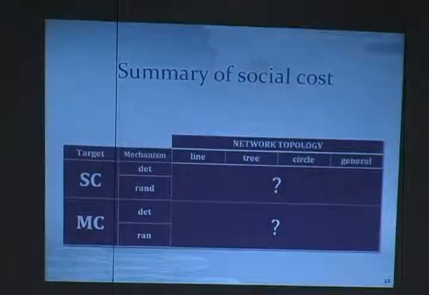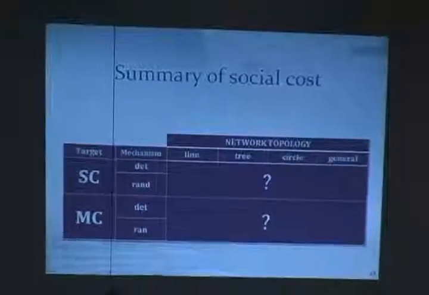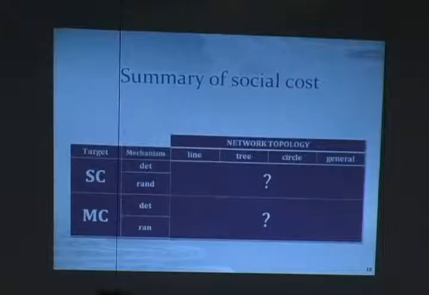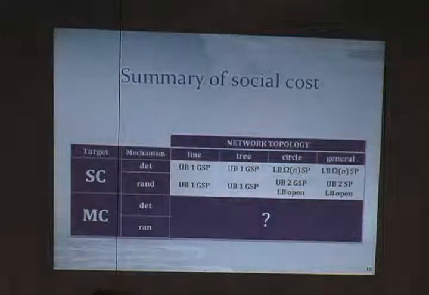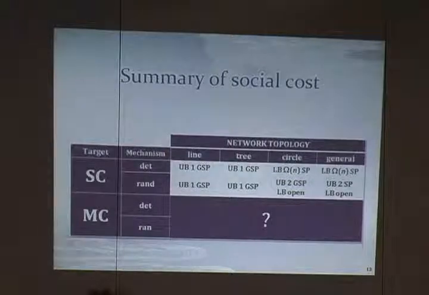Okay, so let me summarize the results that we saw so far. So we talked about minimizing the social cost. We talked about 2 types of mechanisms, deterministic mechanisms versus randomized mechanisms. And we talked about different network topologies. So we had a line, we had a tree, a circle, and we have general networks. And these are the results that we mentioned. So UB stands for upper bound, LB stands for lower bound, GSP is group strategy proof, SP is strategy proof.